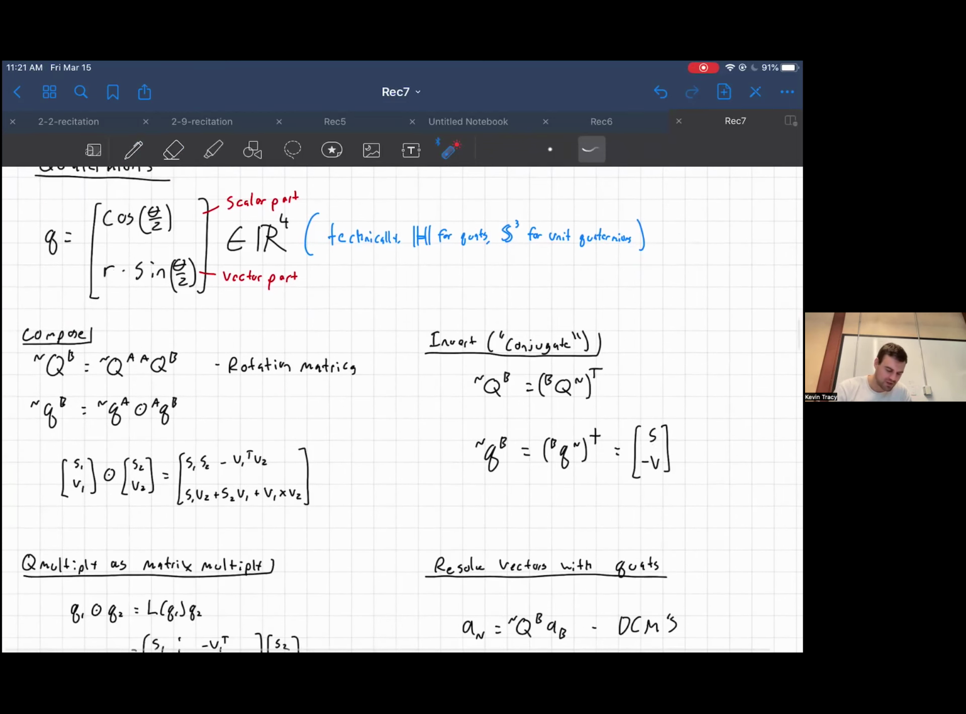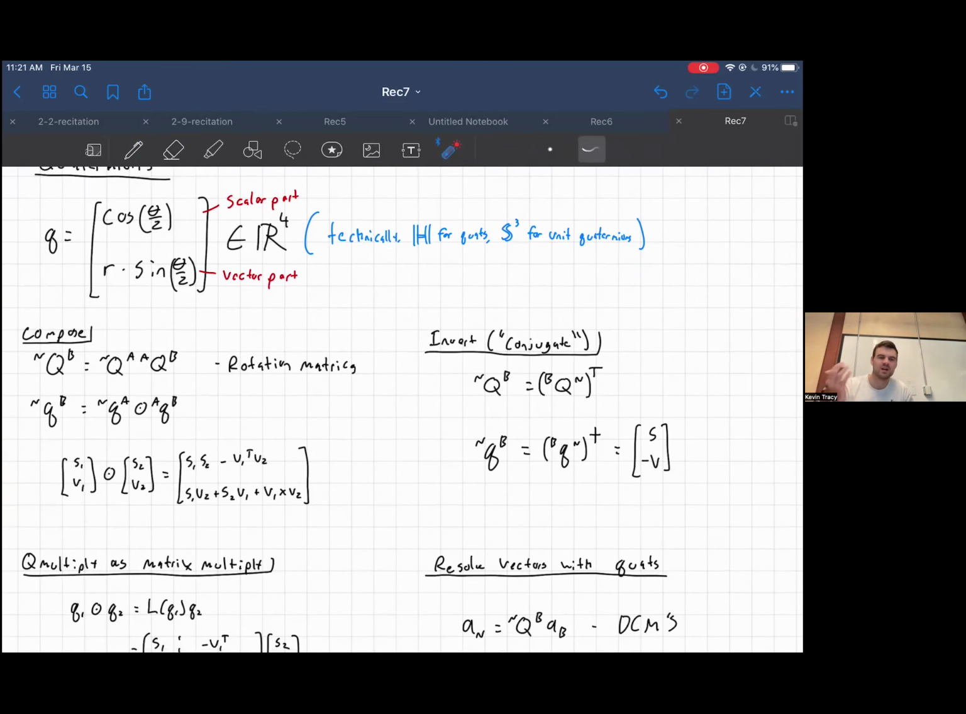And everything that I can do with rotation matrices, there's an equivalent version of it for me doing it in quaternions. So the way I compose rotations in direction cosine matrix land, I do the same thing for quaternions, but now I use a quaternion multiplication, which is this right here. And then the way I inverted these rotations is, earlier I used a transpose when it was a matrix.